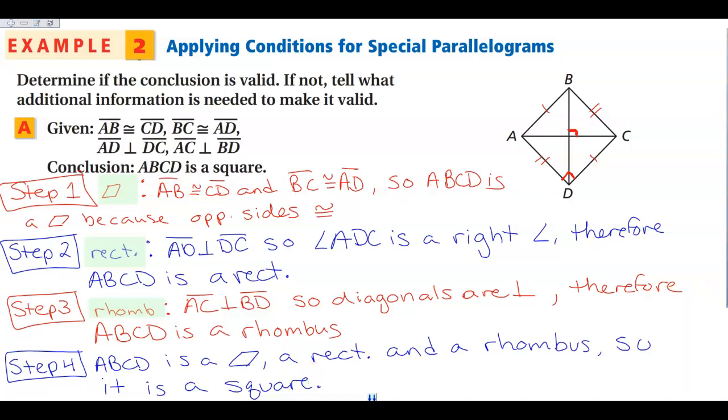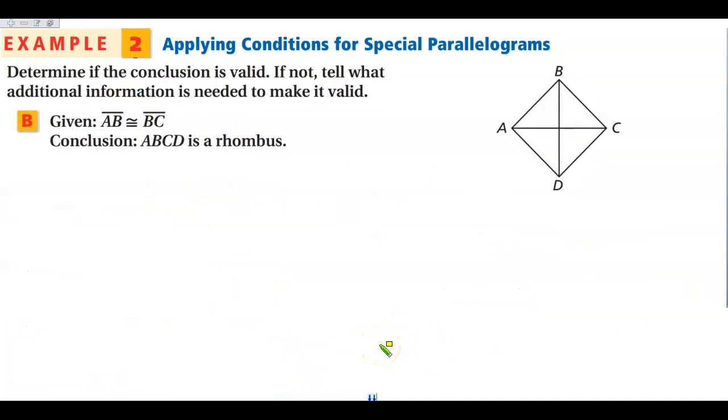Okay, let's look at part B. Part B is going to use this same picture. All right, and all it tells me is that AB is congruent to BC. And I want to show that it's a rhombus. Okay, so the first thing that I need to show for a rhombus is that it is a parallelogram.